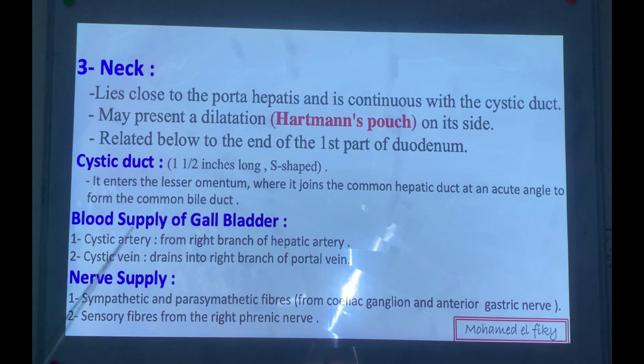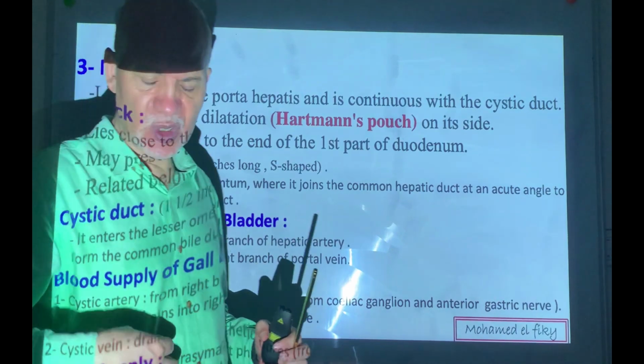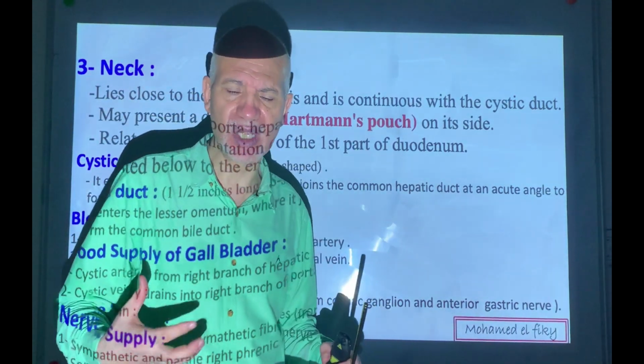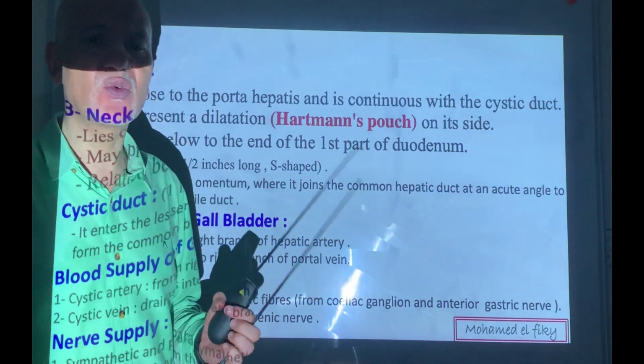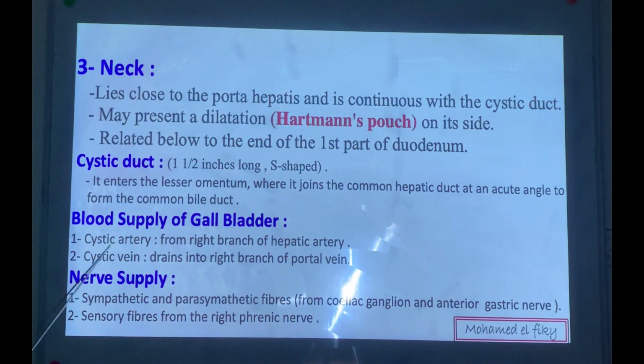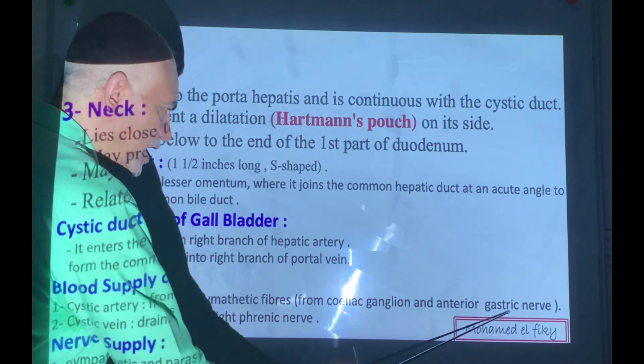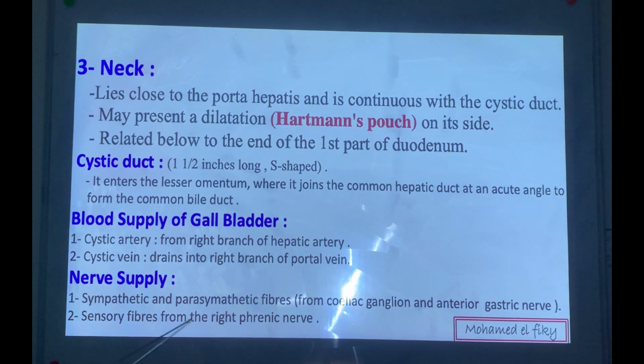The blood supply of the gallbladder is very important, because a common operation is removal of the gallbladder, cholecystectomy. So we must know the artery that supplies the gallbladder must be ligated. This artery is called the cystic artery. What is the origin of the cystic artery? From the right branch of the hepatic artery. Very important: venous drainage is by the cystic vein, which drains into the right branch of the portal vein. Nerve supply is sympathetic and parasympathetic, from the celiac ganglion and the anterior gastric nerve. Sensory supply is from the right phrenic nerve.